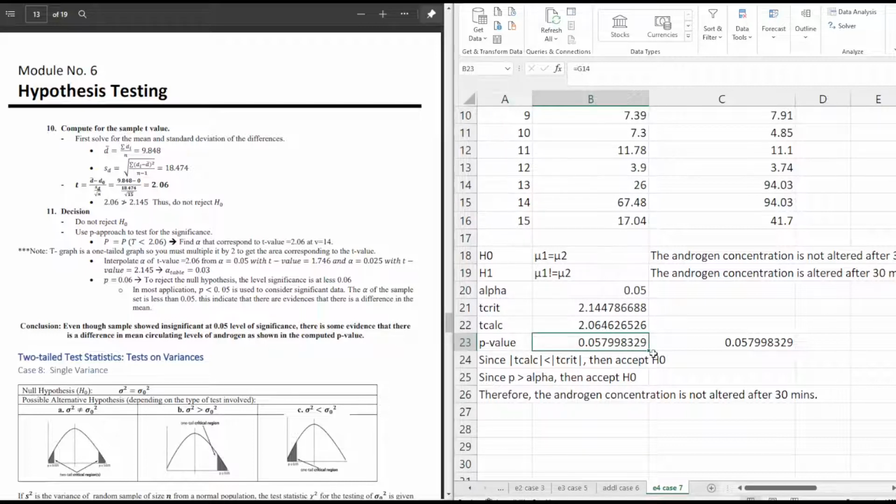So parang we can make the interpretation here na if we were to choose an alpha value of 0.0579, then significant dapat yung result natin. Pero from the start we chose 0.05.